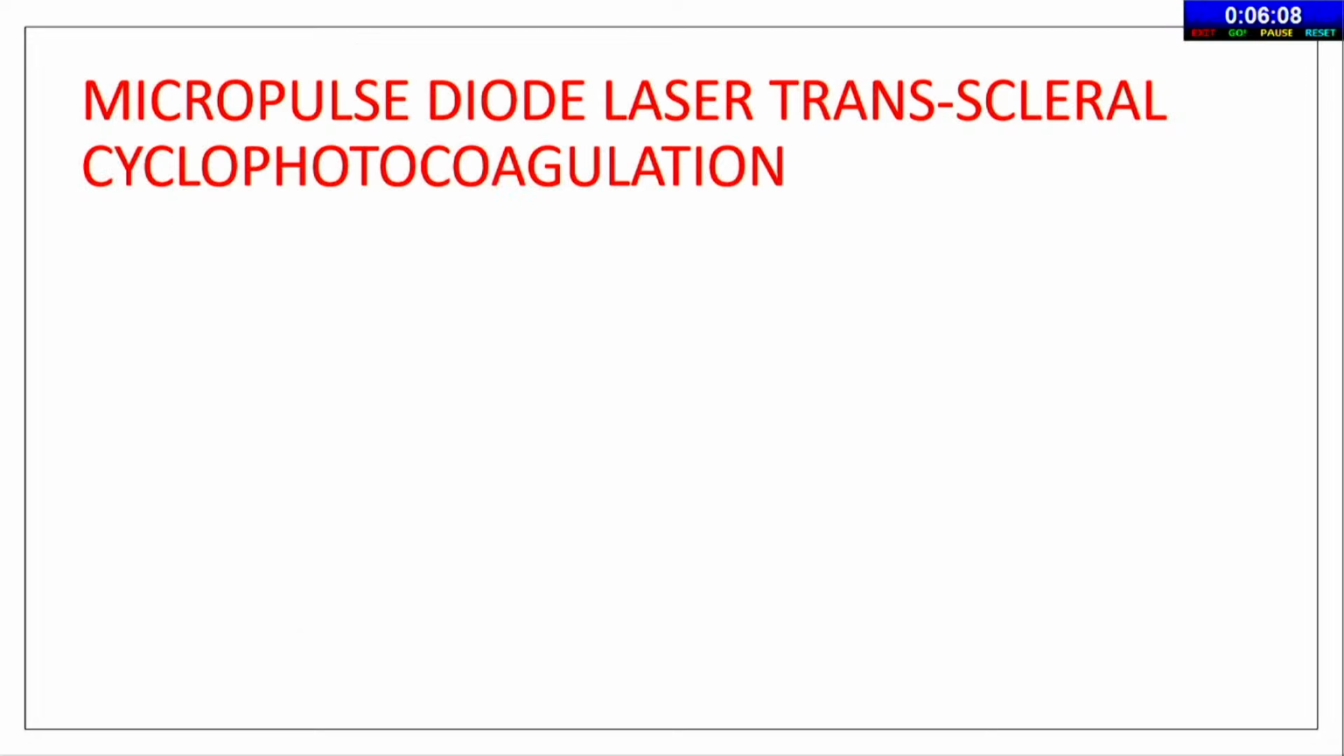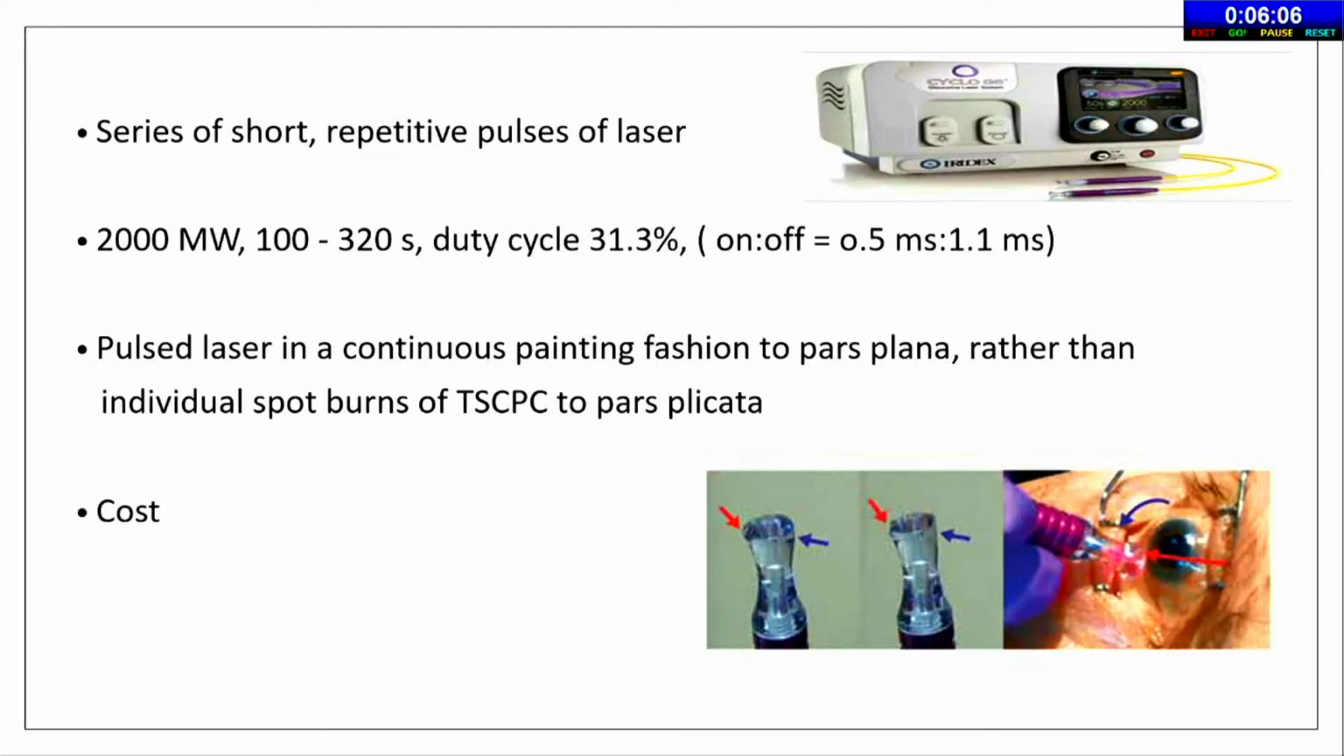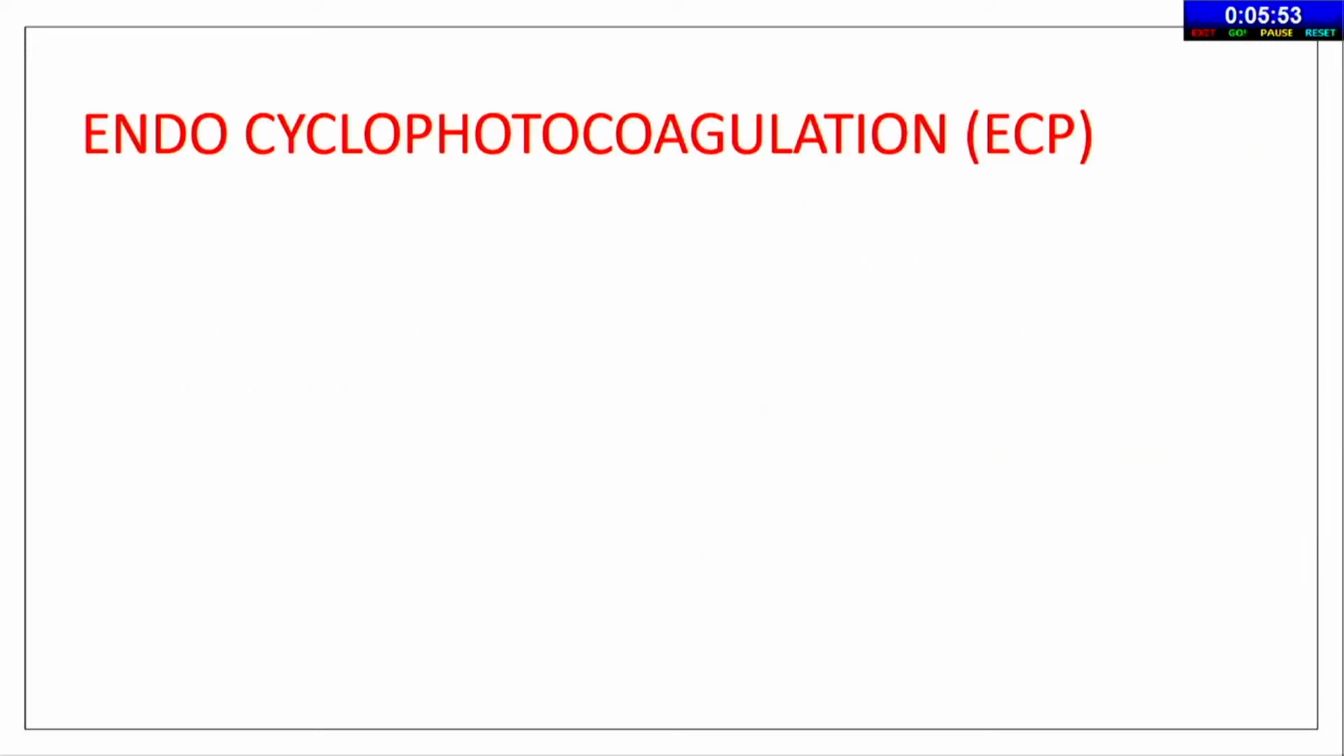You also have micropulse diode laser, wherein the principle is the same. The energy is delivered in micropulses. There is an on period and an off period, and so it is safer. But these probes that come for micropulsing are quite expensive. So that has to be kept in mind.